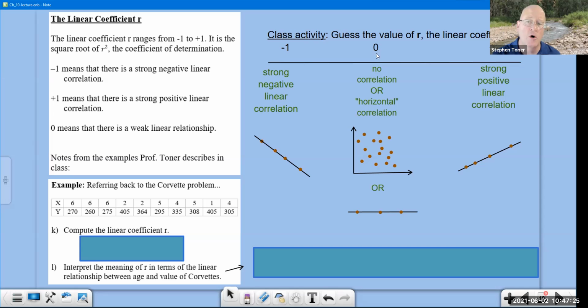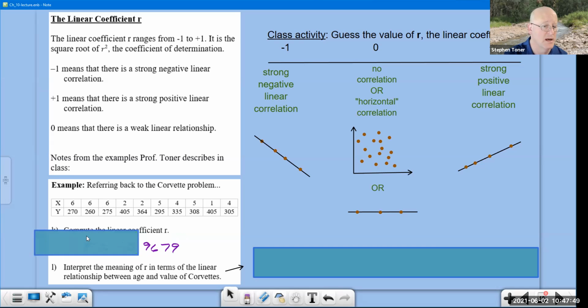Now, when you have no correlation or zero, there's two ways of looking at it. You either have points all over the place that really don't have a positive or a negative trend, or a horizontal correlation, as I've got illustrated down below here. Back to our Corvette problem, it says compute the value of R. Well, you've already done that. It came out as -0.9679, which is pretty darn close to this -1 on the left end of this continuum.